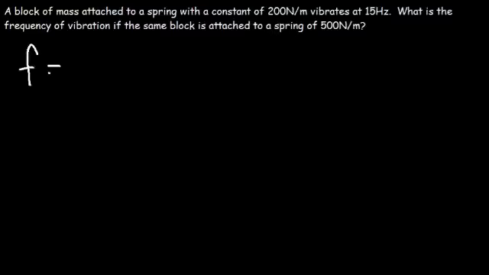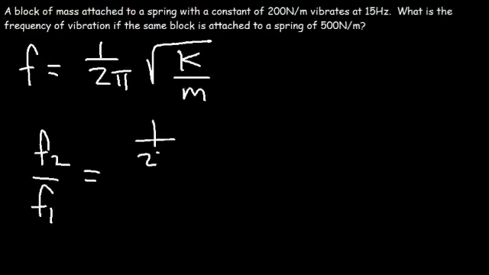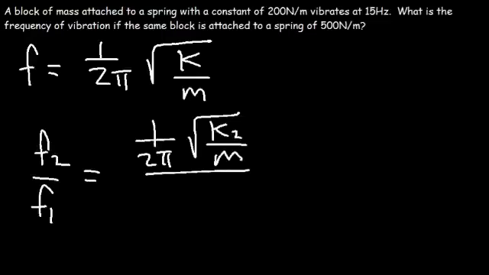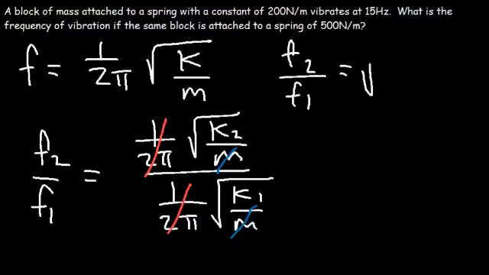So we know that F is equal to 1 over 2 pi times the square root of K divided by M. So we can write a ratio. F2 divided by F1 is 1 over 2 pi square root K2 over M. So we're going to write the subscript for K since K changes, but M is constant, so we don't need to write the subscript for M. So we can cancel the 2 pi and the mass. So we're going to get this equation. F2 divided by F1 is equal to the square root of K2 divided by K1.